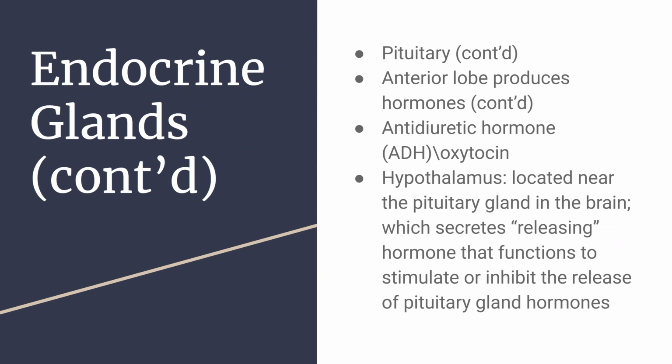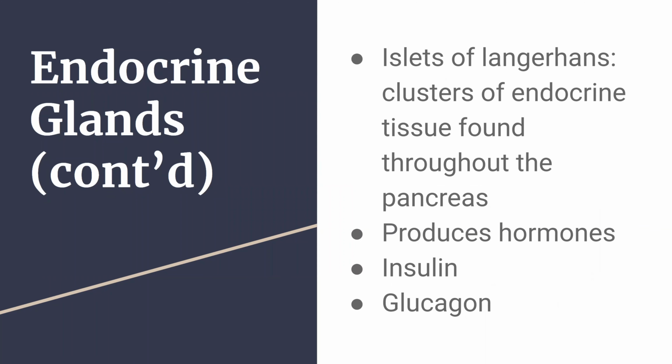Now, the posterior lobe also produces hormones, and the antidiuretic hormone is called ADH, or oxytocin. The hypothalamus is located near the pituitary gland in the brain, and it secretes or releases hormones that function to stimulate or release the pituitary gland hormones.